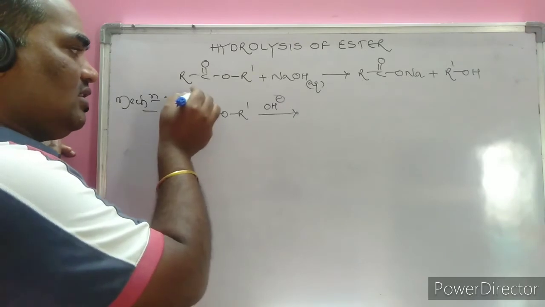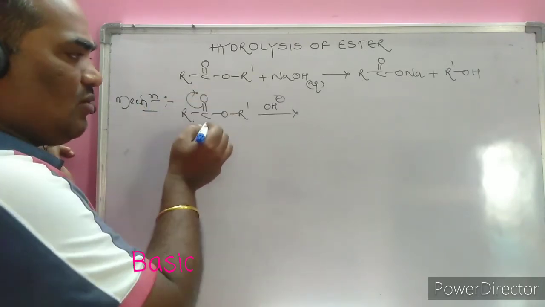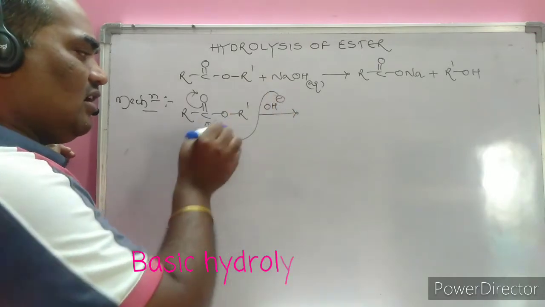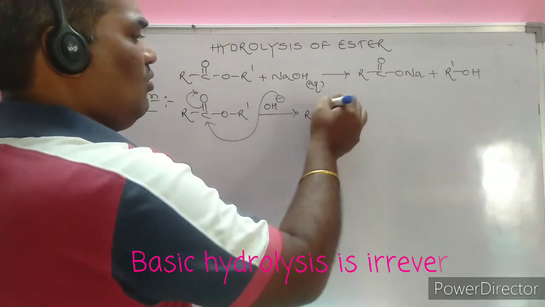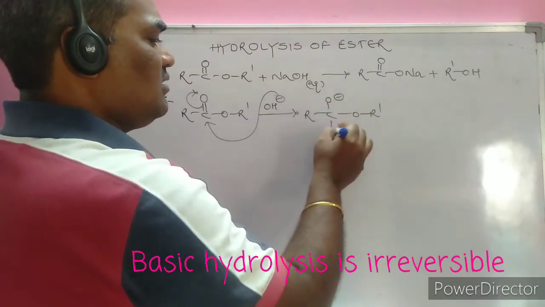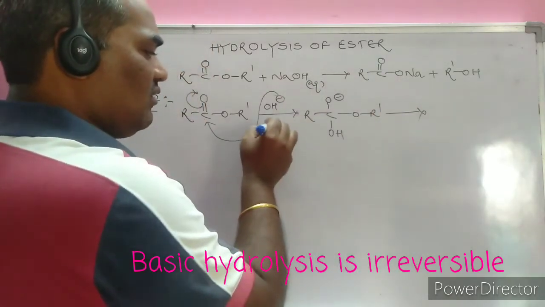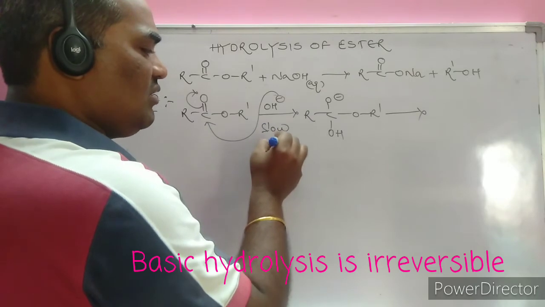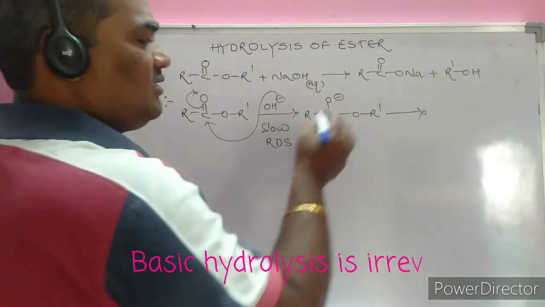Here the electron density or electronegativity of the oxygen is greater, so it gets a partial negative and a partial positive. Hence it undergoes a nucleophilic addition reaction. Here R O minus, on this side O R dash is there, here is O and H. Now the step of taking back this electron is a slow step which determines the rate of the reaction, that we call the rate determining step.